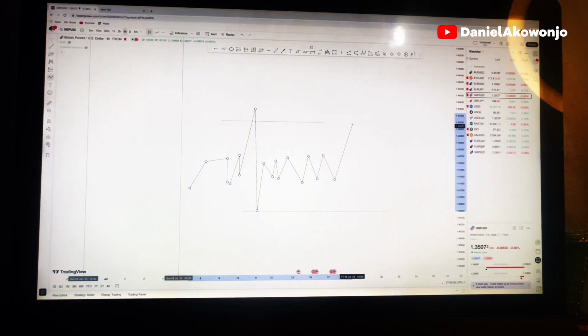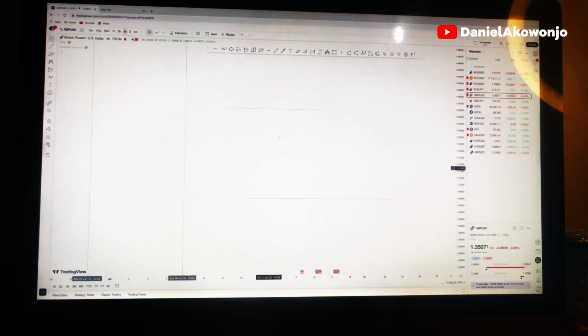Let's imagine price came back to this highest point, or price will come back to this lowest point. We just want to wait for one of these two things to happen. We just want to wait for price to come to this highest point, or price to come to this lowest point, before we make a decision or trade anything. You understand? Now that's what we're going to look at on the chart.